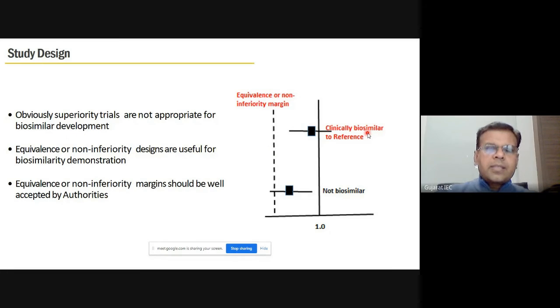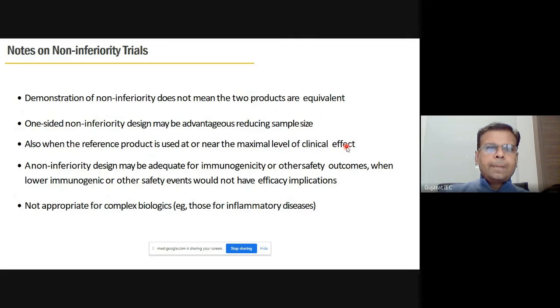The other factors which are important in the case of efficacy are the design factors. What we are targeting: equivalence or non-inferiority, or we are clinically putting it as a biosimilar sort of design. Whatever you're trying to prove, you need a similar number of patients to prove either equivalence or non-inferiority.